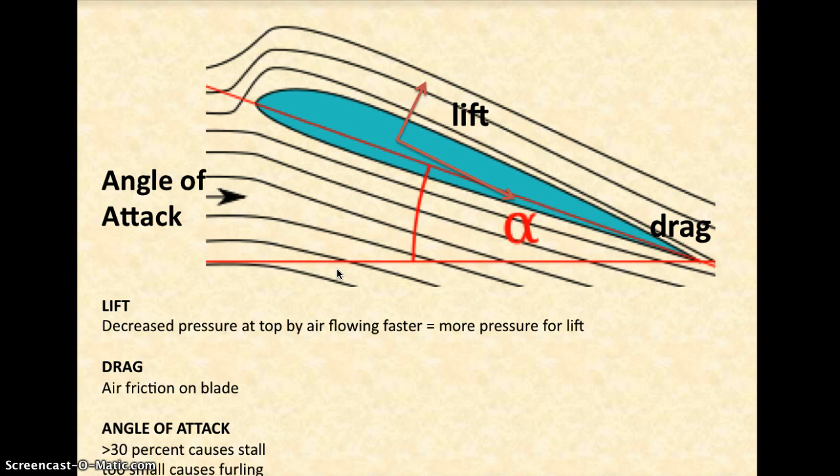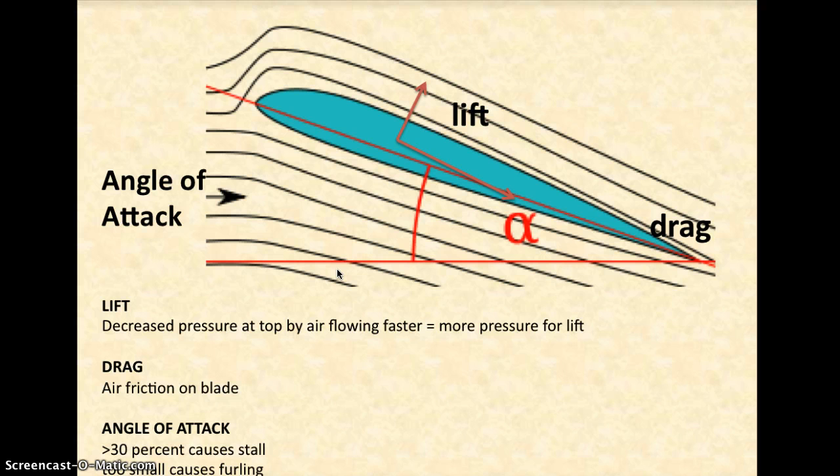Drag is the opposing force. It is the friction of the air against the blade's surface. It is perpendicular to the lift. Less surface area lessens the drag.